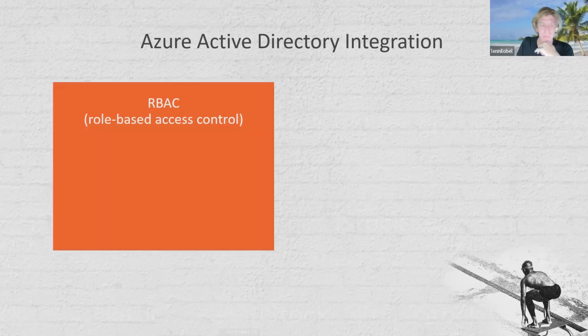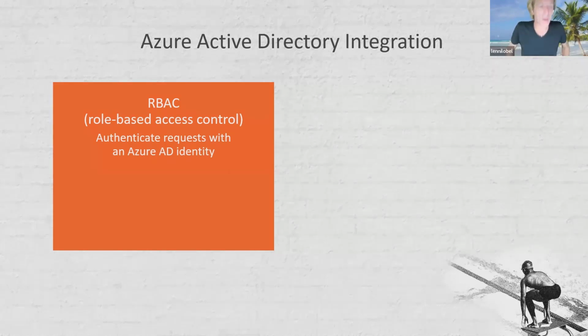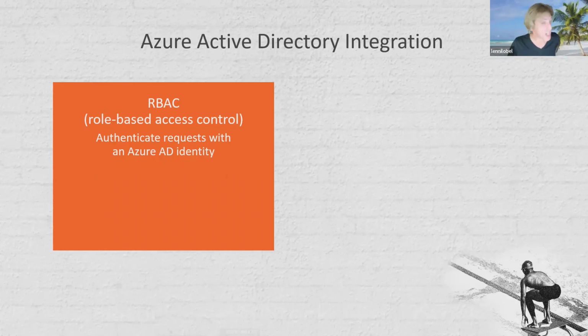And that's where role-based access control comes in, in Cosmos DB. This is much newer than resource tokens. I think it's only about a year old since they've rolled this out, not even. And what it lets you do is authenticate requests with either an Azure Active Directory identity or a managed identity.